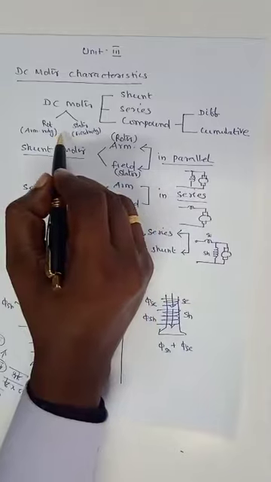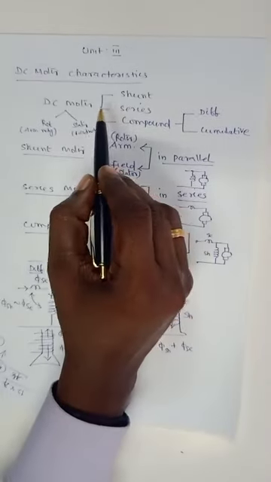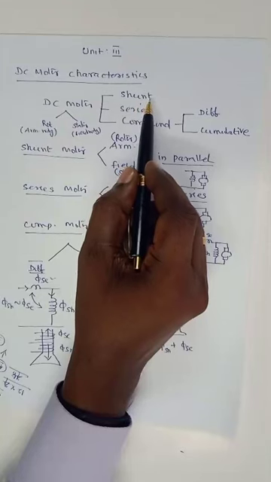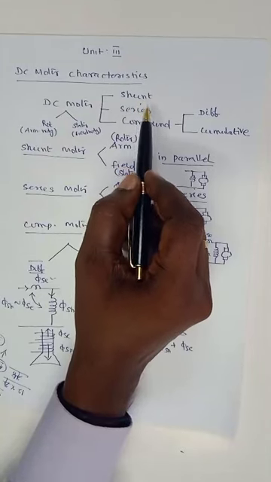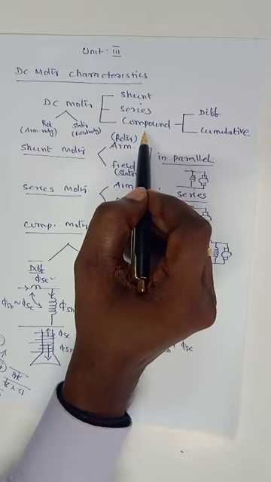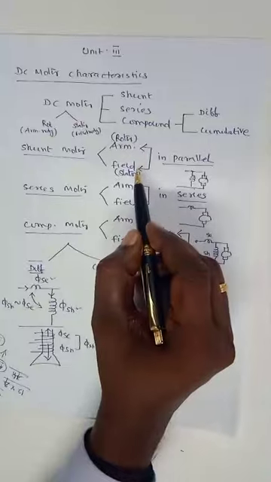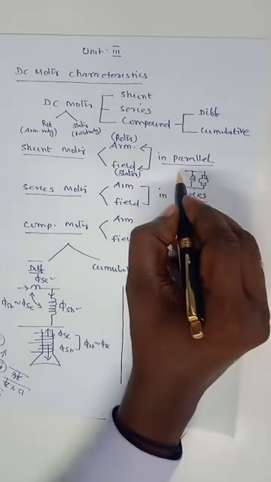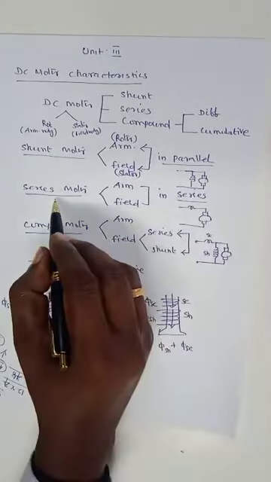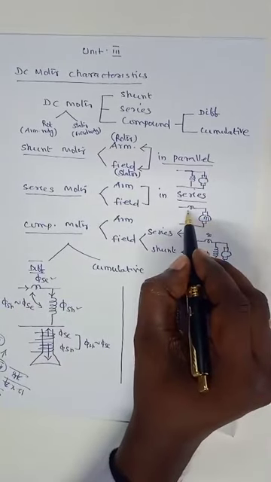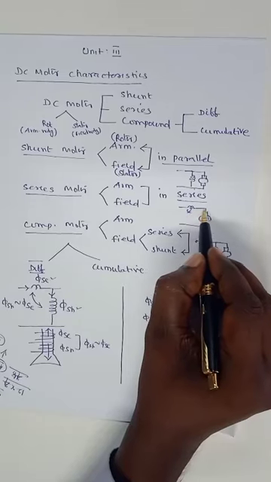Based on the two winding connections, the DC motor is categorized into three: shunt motor, series motor, and compound motor. In a shunt motor, the armature winding and the field winding are connected in parallel. In a series motor, the armature winding and field winding are connected in series.